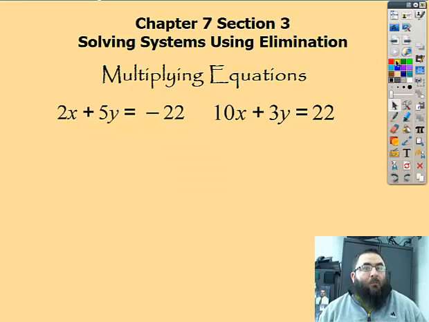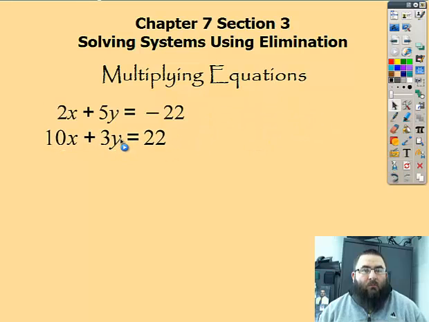Well, they're not always going to be that easy. Again, you would write them on top of one another. 2x plus 5y equals negative 22. 10x plus 3y equals 22. Well, in this case, neither of these will drop out if I just add them together.